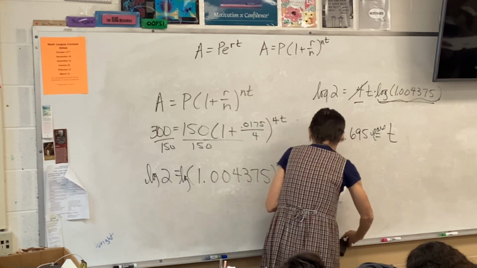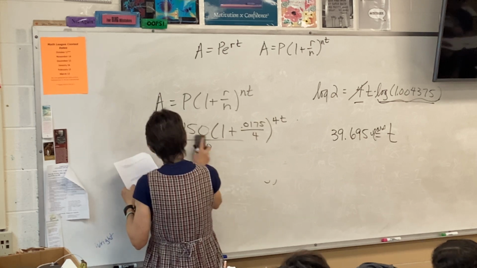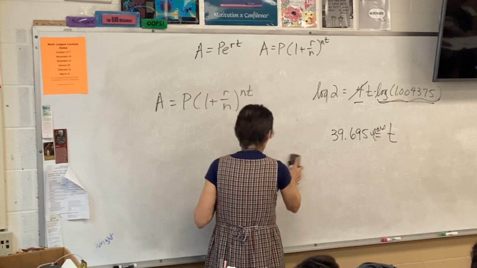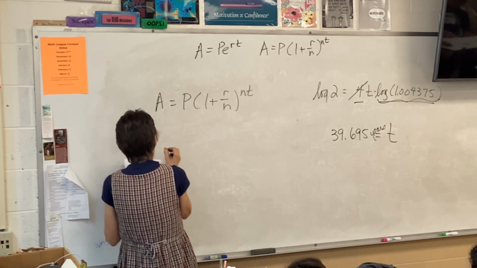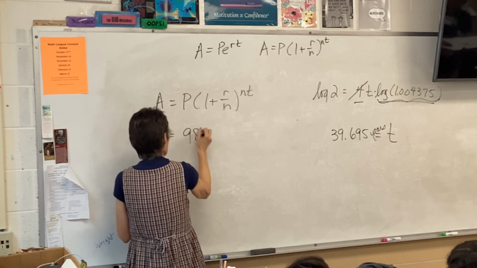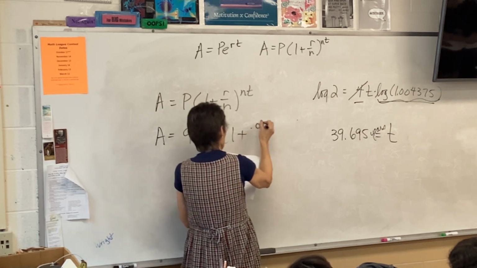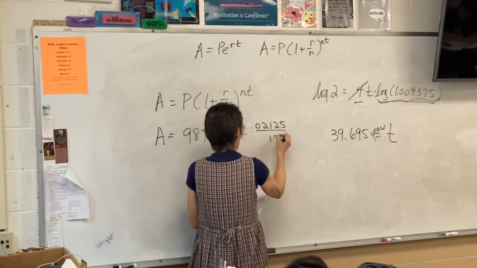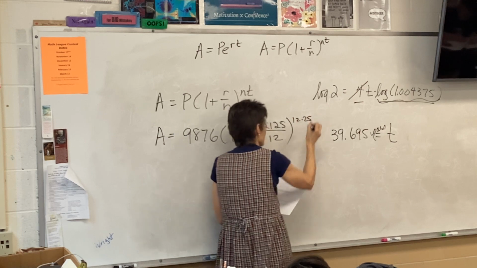B. How much will be in the account at the end of 25 years if I am compounding monthly? Which formula? Same one. How much will be in the account if 9876 is deposited at 0.02125 over 12 after 25 years?